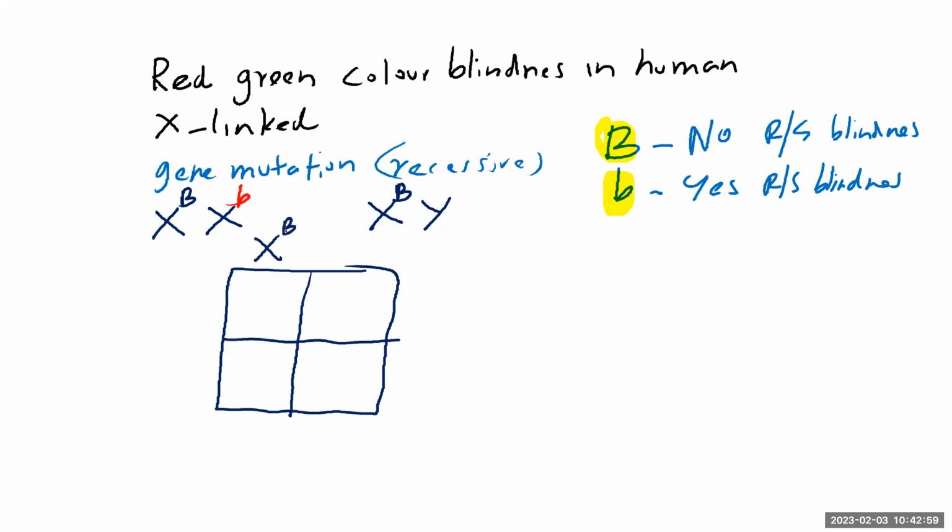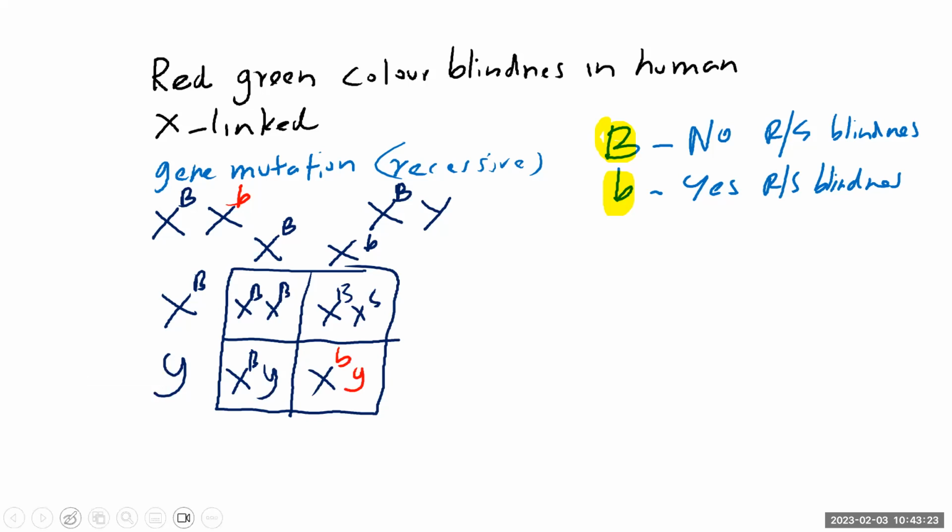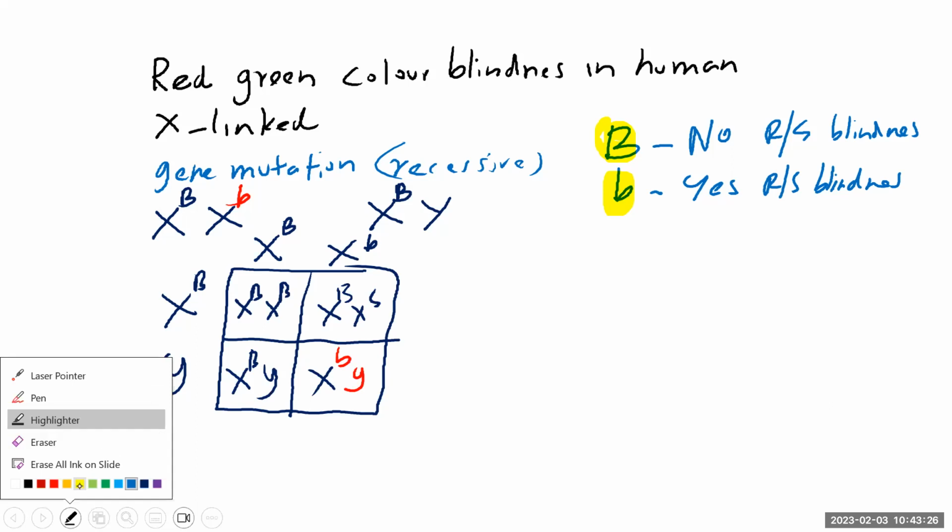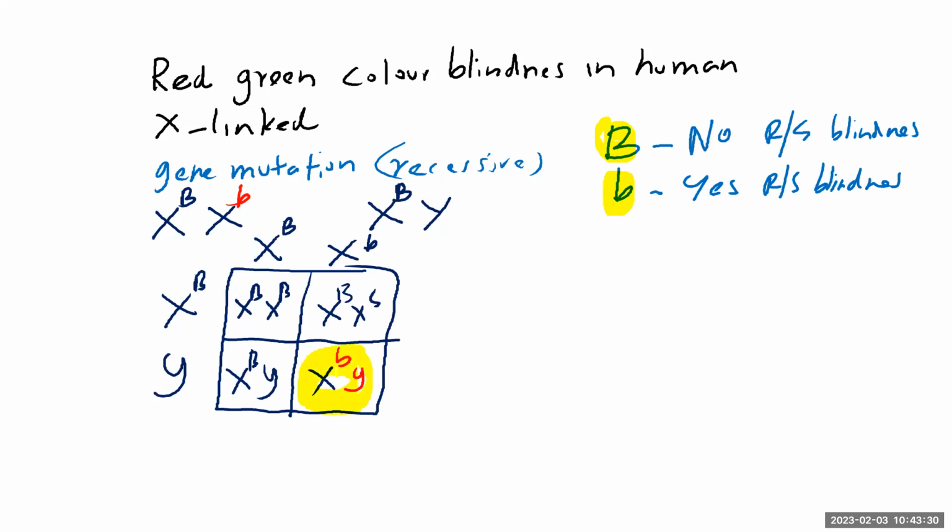Capital X, B, X small b, X capital B, and Y. Now genotypes are X capital B, X capital B, X capital B, X small b, X capital B, Y, X small b, Y. Now there is a problem. That means there's a chance. What is the chance? The chance is 1/4. The probability is 25%. 25% chance a child gets color blindness.